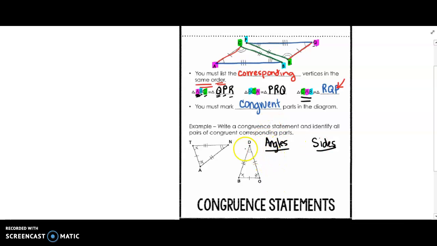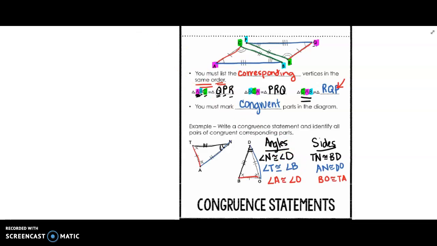So corresponding parts. So N is this double rainbow, so I can say angle N is congruent to, well, D is this double rainbow here, so angle D. So that'd be one of the 3 angles. Okay, so the sides, TN is the 1, 2, 3 hash mark, so TN is congruent to the 3 hash marks over here, which is BD. Okay, so go ahead and write each of the angles and sides over here.